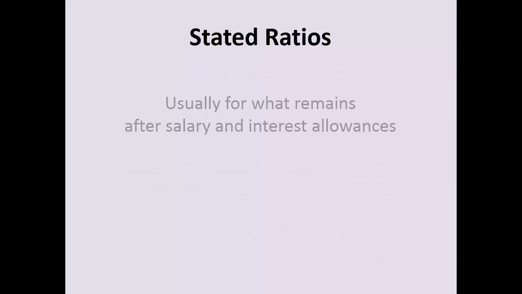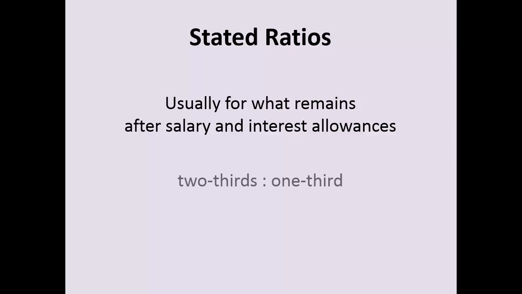And what if I want to use stated ratios? This is usually for what remains after the salary and interest allowance, although the agreement could be entirely based on ratios. And it can be presented many ways. It can be 2/3 to one partner, 1/3 to the other partner. It could be stated 5-4-3, just a different way to look at it. Or it could be 50-50. That's okay too.